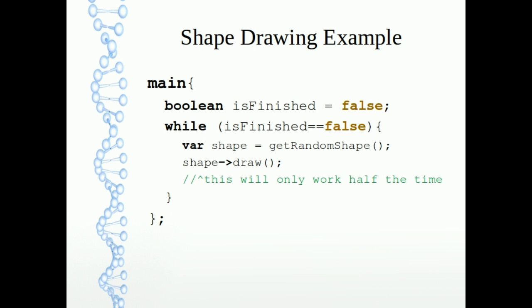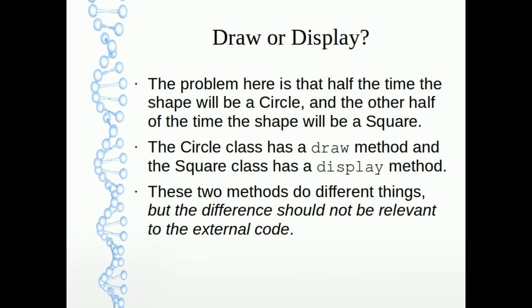object. Notice that underneath I've put in comments that this will only work half the time, because half the time the shape object will be a circle, which has a draw method, and the other half of the time the shape object will be a square, which does not have a draw method. When the shape object is a square and we attempt to access the draw method, we will be attempting to access a method that doesn't exist.